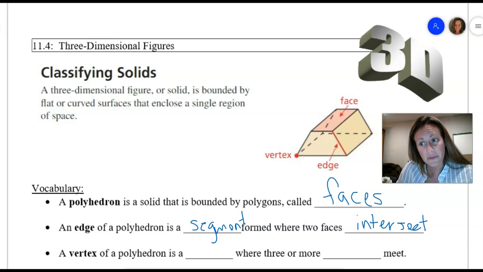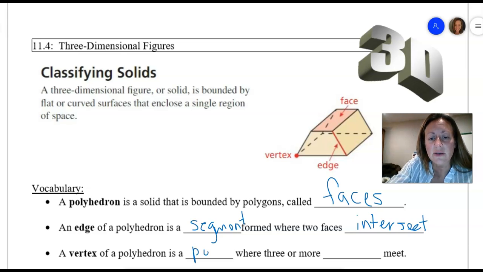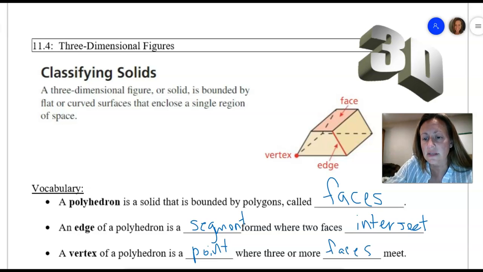Vertex is going to seem very familiar because we've always had vertices of polygons, but in this case, when you're talking about a solid, a vertex is a point where 3 or more faces meet. Now in a polygon, a vertex would be where like 2 edges meet, but in a polyhedron, where 3 or more faces meet, that would be considered a vertex. And you can see vertex, that's a point where 3 faces meet, the bottom, the front, and the left side.